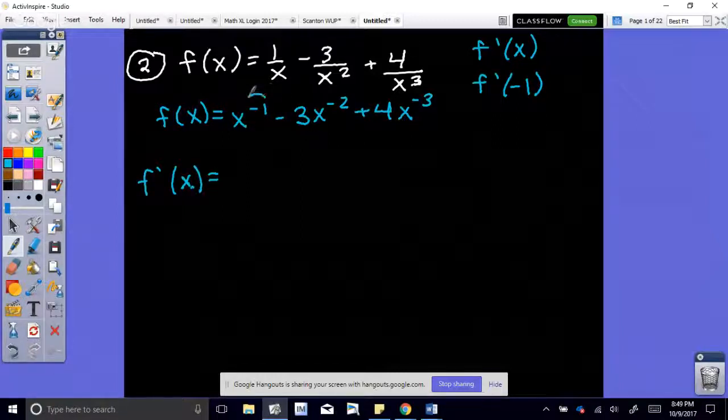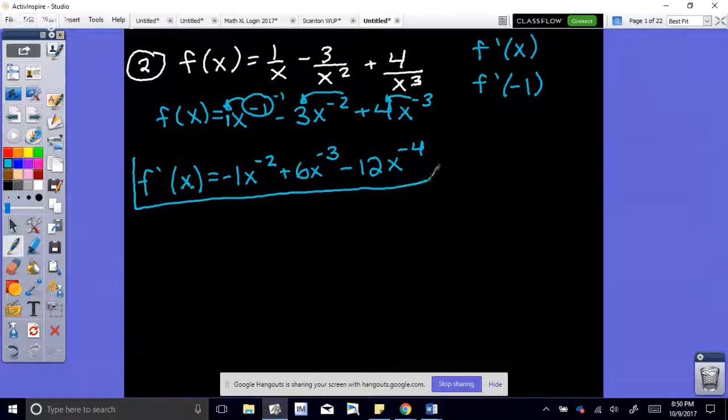Okay, if you remember, the rule of taking these power derivatives is to multiply. So we're going to take -1 times 1, which is -1, and then we're going to subtract 1. -1 minus 1 is going to become x to the -2nd. Then we're going to do it to the next piece. -2 times -3 is +6. We subtract 1, x to the -2nd becomes x to the -3rd. -3 times 4 is -12. If we subtract 1, we get -4. And this is one answer that's acceptable.